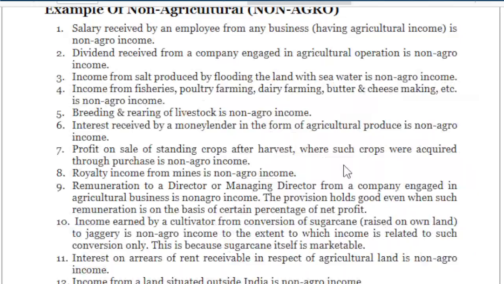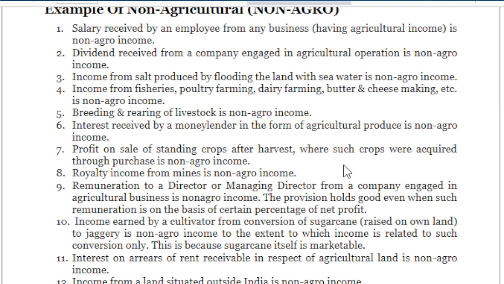Okay, now let's see the examples of non-agriculture income. I gave some orally, but let's read everything. I have shared full screen for you also to read with me. Okay, let's start. Salary received by an employee from any business. Salary, right? He is not doing farming, he is doing a job. He is just doing a job, so his salary is non-agriculture income, even though he is working in a company which is into agricultural activity, right?